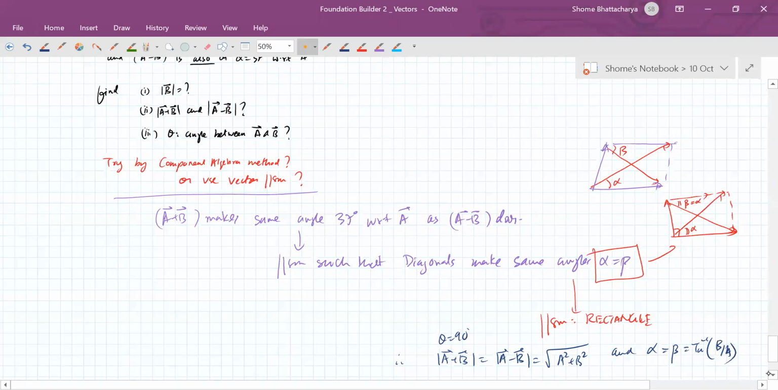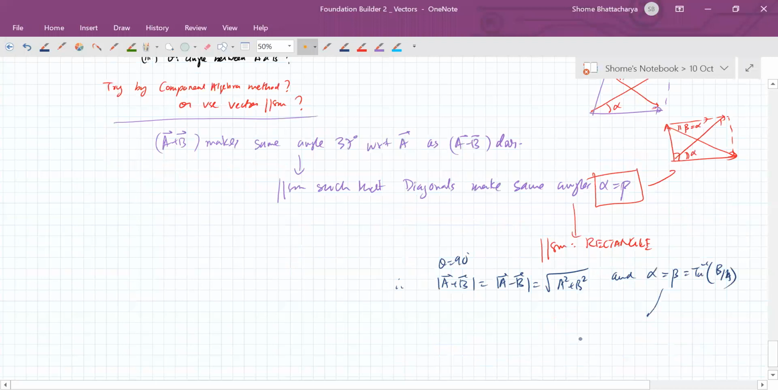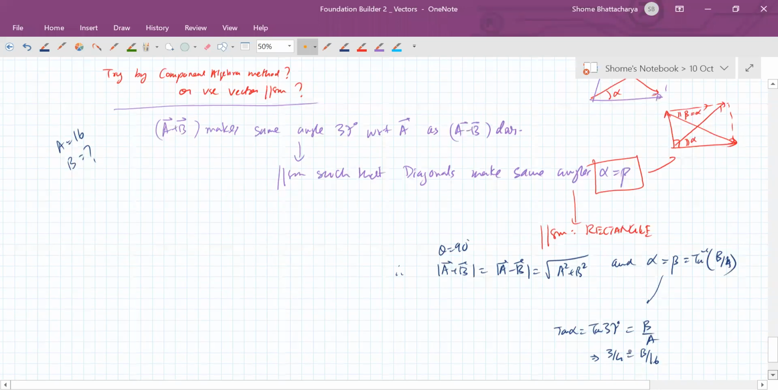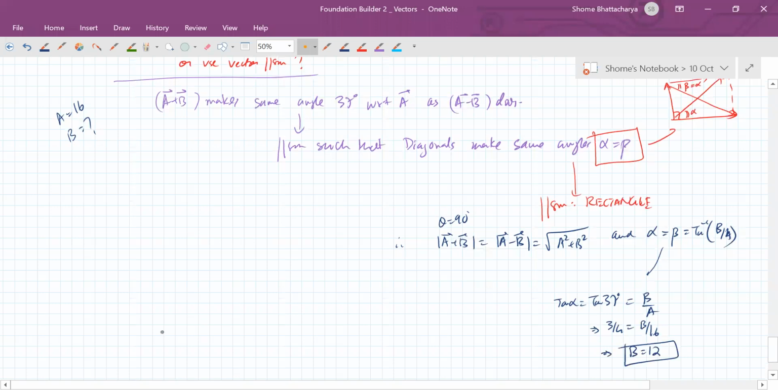So now I'll use that. Tan alpha equal to tan 37 degrees is B by A. So 3 by 4 is equal to B upon A, and A was given to us as 16. B was unknown. So B is becoming 12. So we have all this now. Magnitude of the vector B is 12. Theta is equal to 90 degrees. Alpha is equal to beta is equal to 37 degrees. So mod of A plus B will become 20.